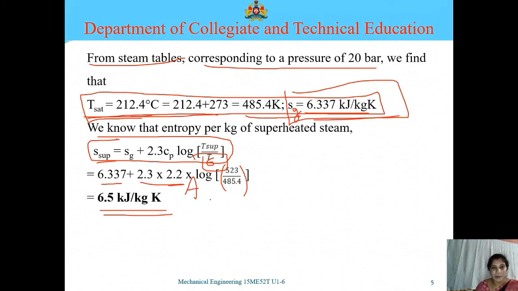So it's a very simple problem, since they have given everything. By using the steam table I can find the T saturation and the entropy of the dry steam. So everything is known in the formula. It's direct substitution, a problem where I can directly substitute everything and get the answer. This type of problem will be given for 5 marks.